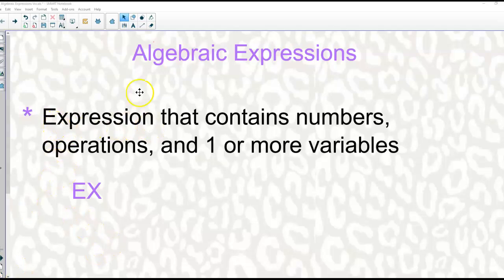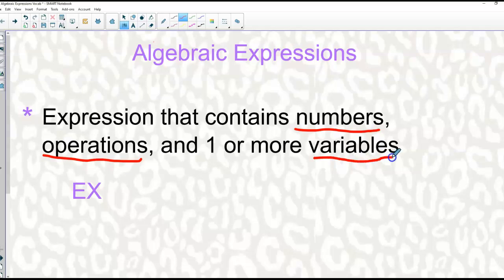This is an expression that contains numbers, operations, and one or more variables. So it has to have these three components. It has to have numbers in it, it has to have an operation, and it can have one or more variables. And we'll talk about that word variables if you are unsure as to what it means in a second. The one thing about an algebraic expression is that it cannot have an equal sign.